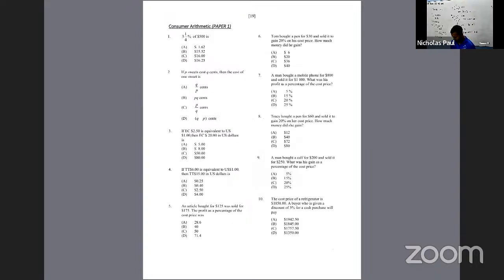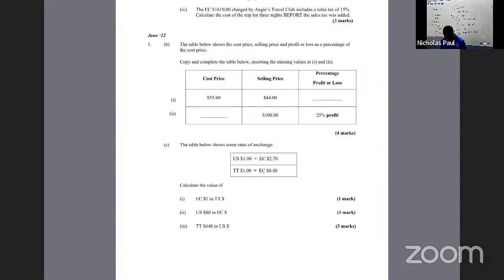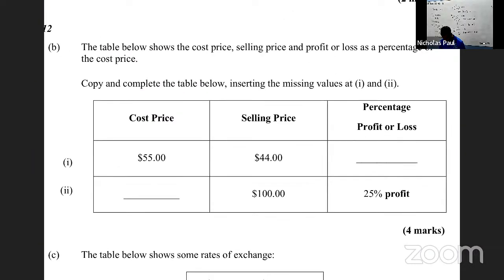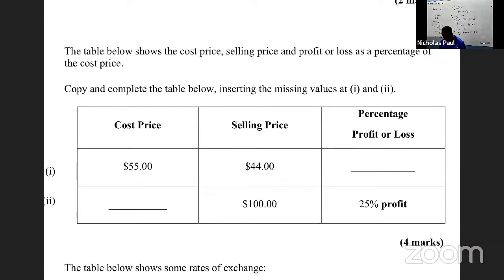All right, let's do this profit and loss here. Read that, fill in the blanks. And then we get to our exchange rate. Okay, fill in the blanks here. Let's put part one, fill in the blank, part two.